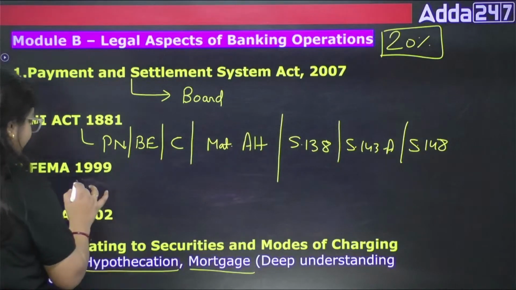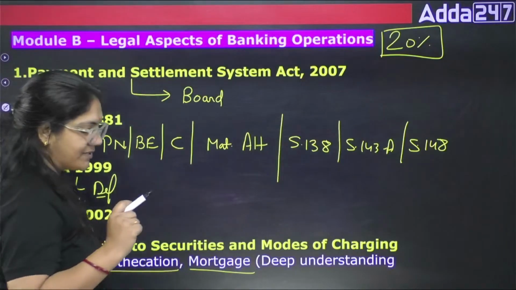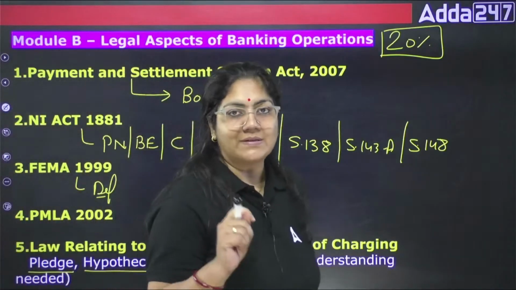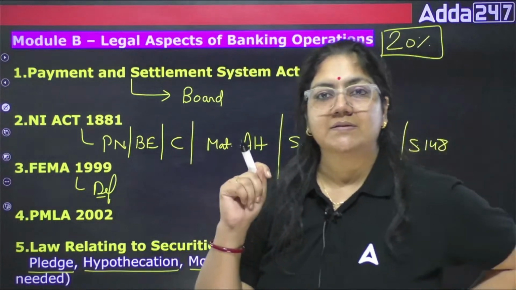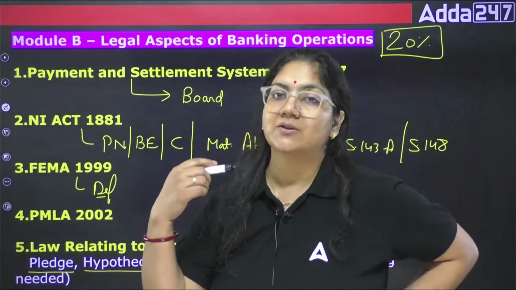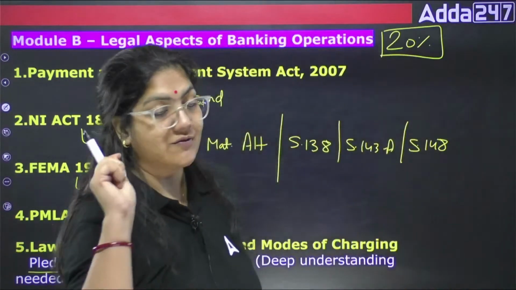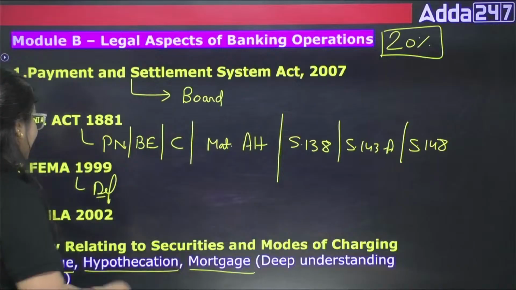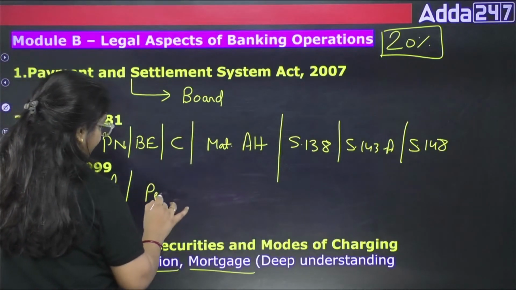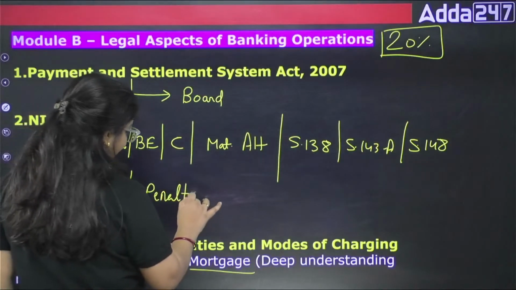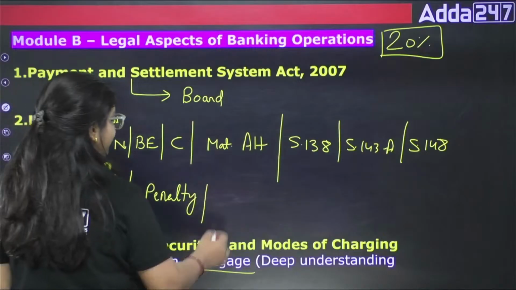From FEMA, the definition portion is very important. In the definitions, you have to study current account transaction, capital account transaction, what is currency, and repatriate to India. After the definitions, the important part is the penalty provisions, and also the appeal.